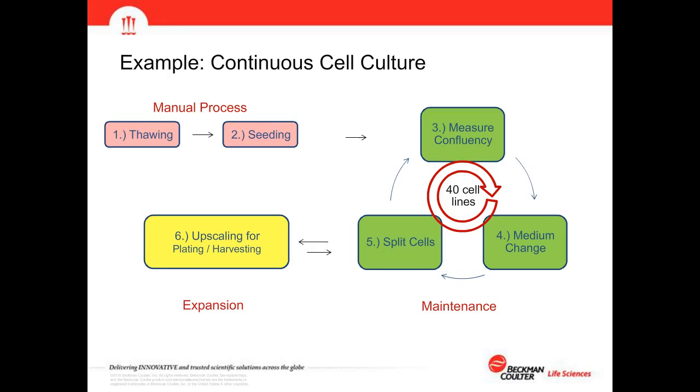So we measure the confluency. Based on those data, we do media exchange or splitting the cells. And this is happening continuously for 40 different cell lines in parallel.